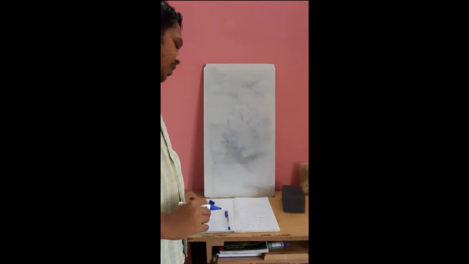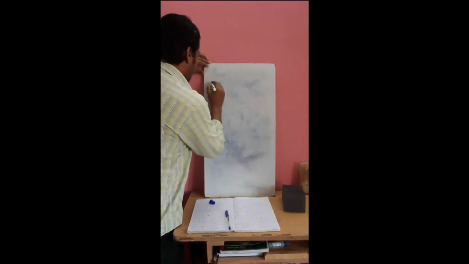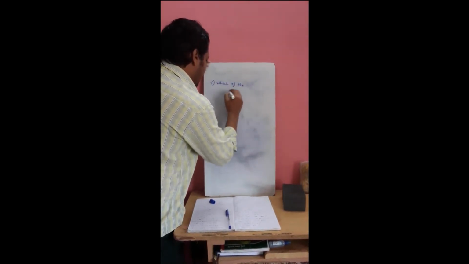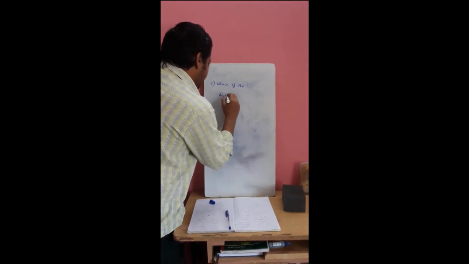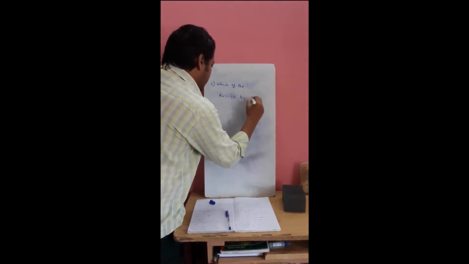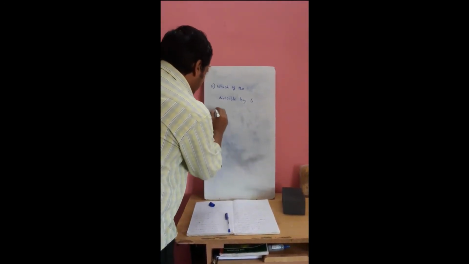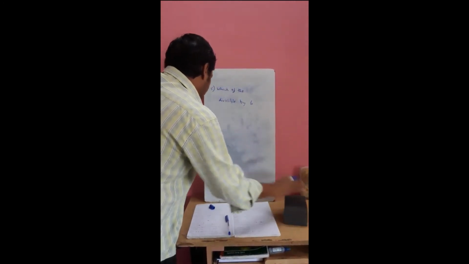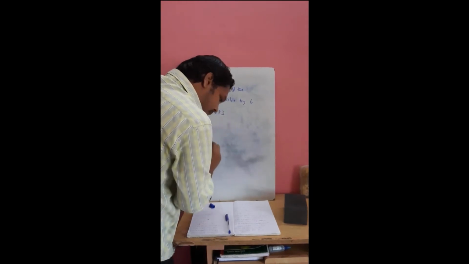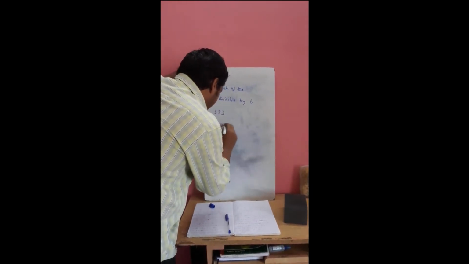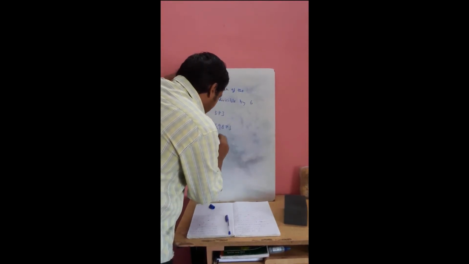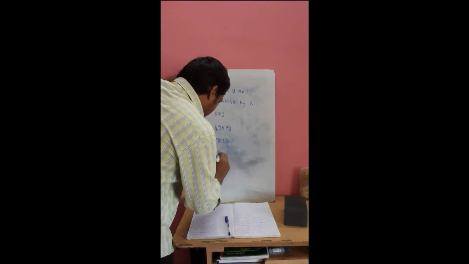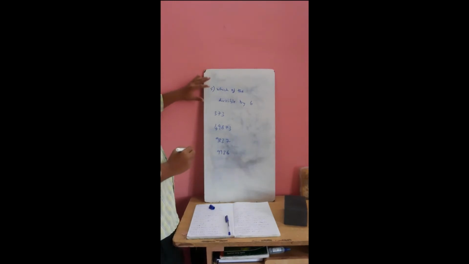Which of the following is divisible by 6? The options are 373, 49,873, 9837, 9936. We have to find which of the following is divisible by 6.